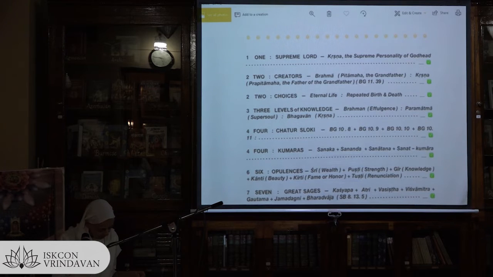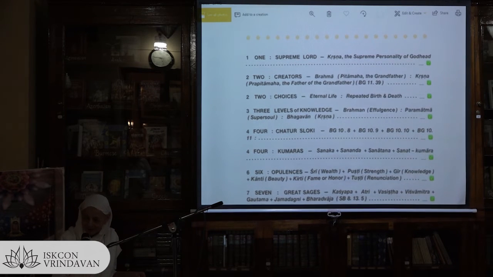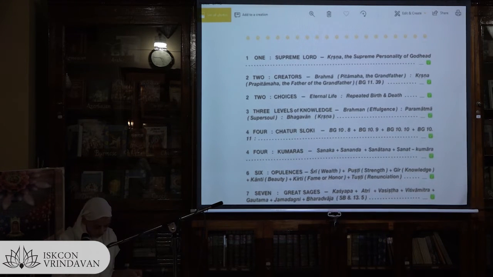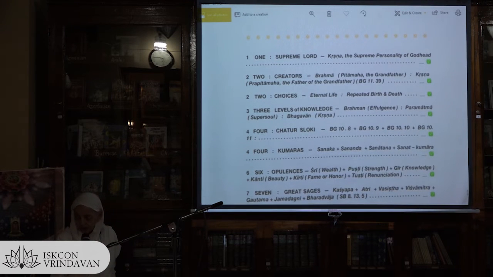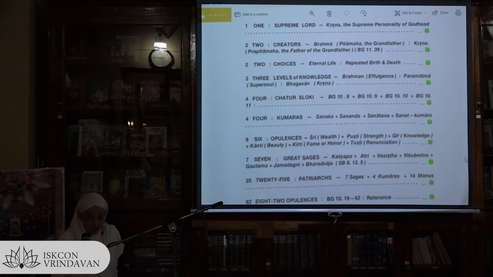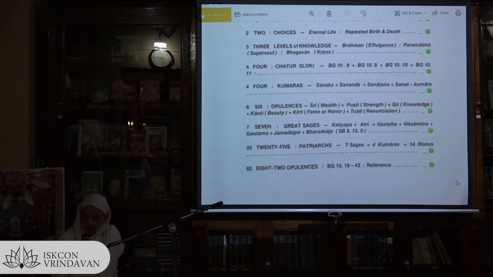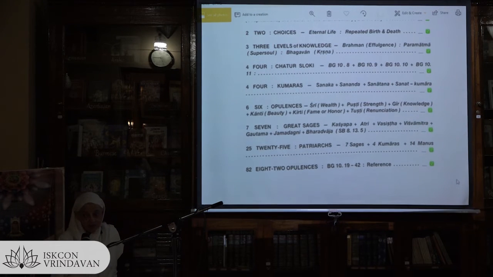Okay, next. The 4 Kumaras. Who are they? Yeah, Sanaka, Sanatana, Sananda, and Sanat Kumara. How about the 6 opulences? This is what Krishna is, Bhagavan. What are they? Wealth, strength, knowledge, beauty, fame, and renunciation. Any of those 6, Prabhupada said, they attract people. If you have money, people are attracted. If you're beautiful, people are attracted. Even if you're renounced, they're attracted. So now, Krishna is Bhagavan, but he's going to be very specific.